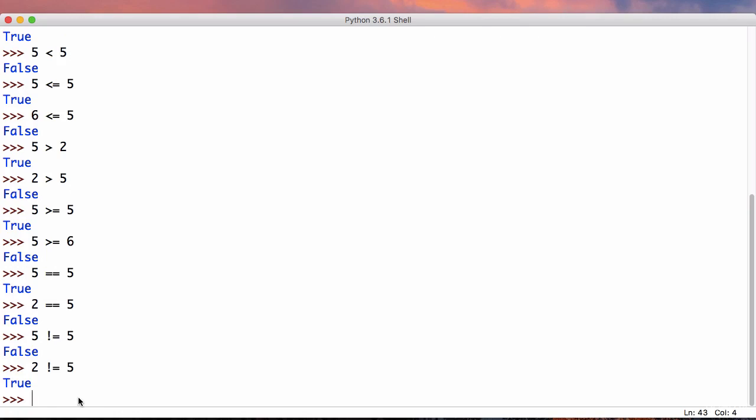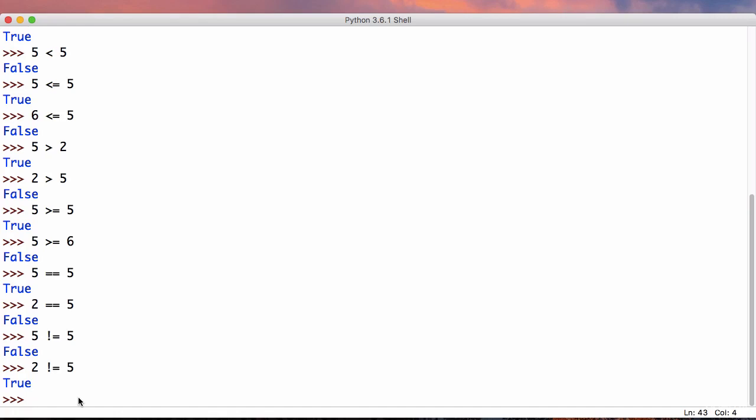Next up is the logical operator. Now, logical operators are operators whose execution depends on the result of certain conditions. There are 3 logical operators. They are AND, OR, and NOT. Let's see what each of them do.